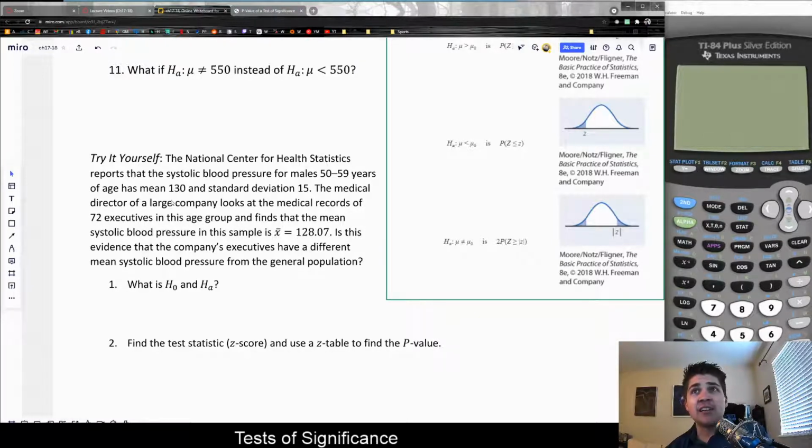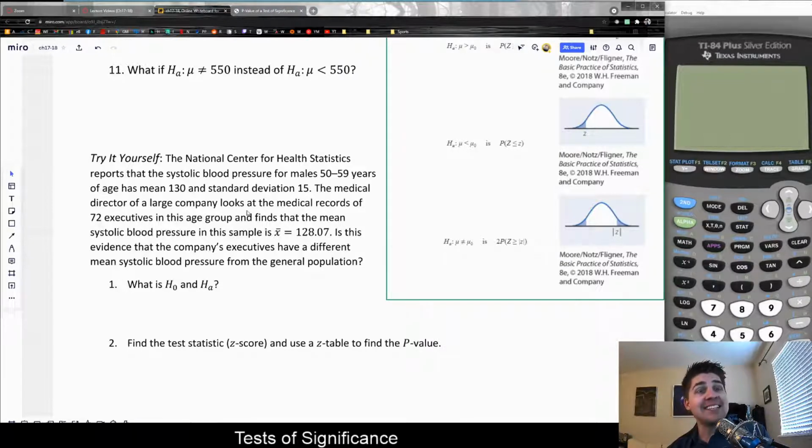Looking at the difference in the numbers, it doesn't seem particularly different, but a lot of times we want to come to a conclusion, like that the systolic blood pressure of the people that work at my company is less than the average. The question is, can this medical director make this statement about his 72 executives? Clearly it is less, but is this significant or not? That's what we're trying to do with the significance test.